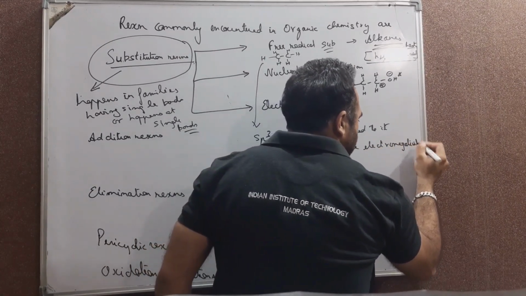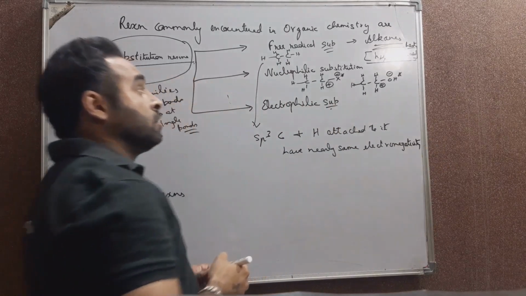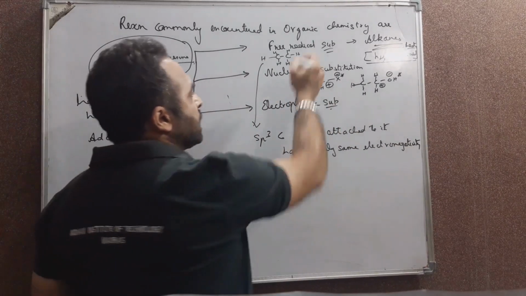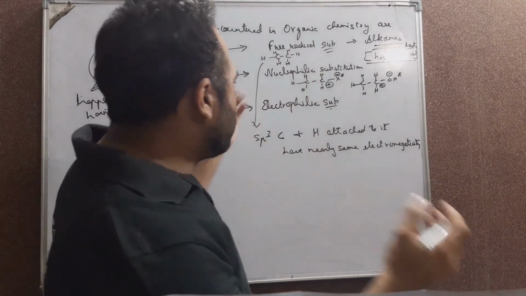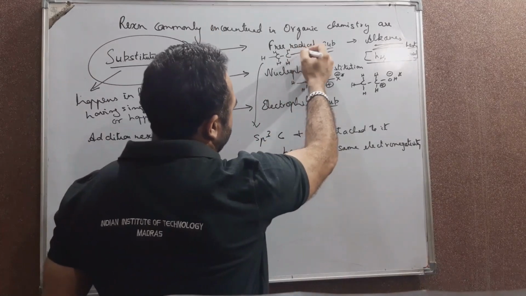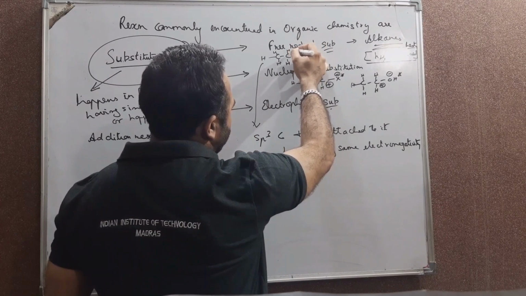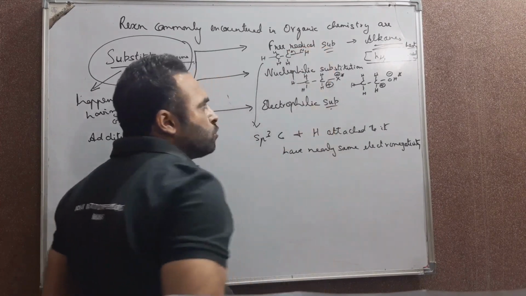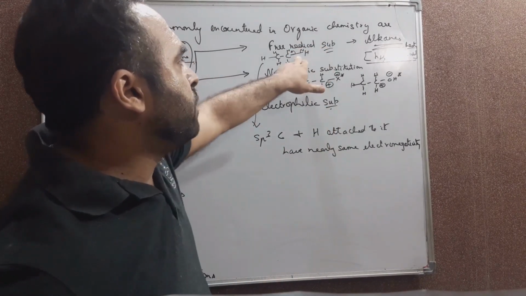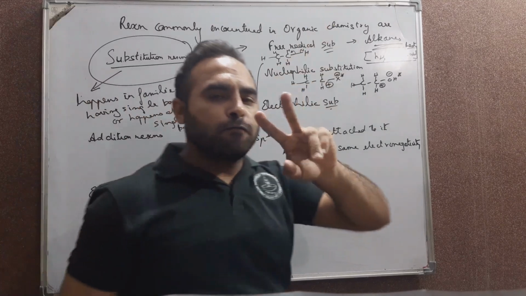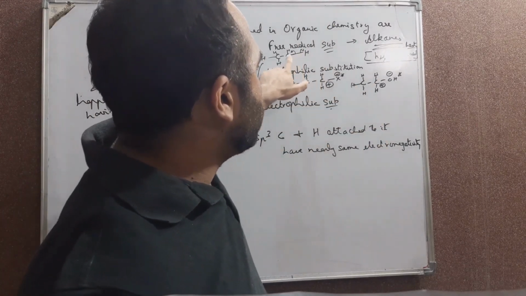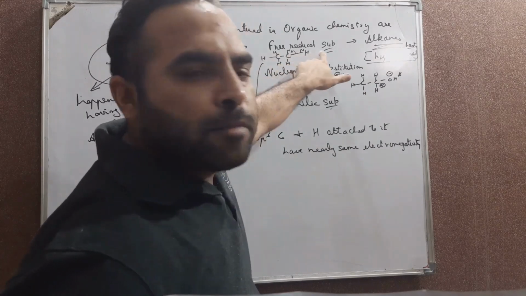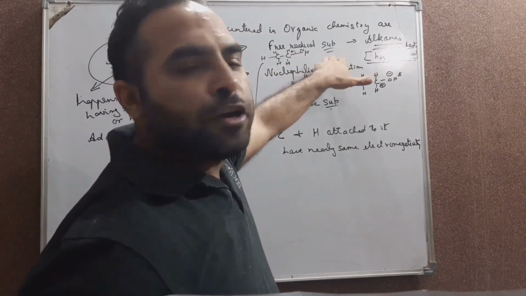Nearly same electronegativity. So therefore, I cannot put a negative charge on this hydrogen and a positive charge on this carbon. So they will pull the electrons of this bond with equal ease. Okay. So what can happen? If the bond breaks, you know the bond is made of two electrons. When the bond will break, one electron will be carried by this group and one electron will be carried by the hydrogen. So we will get free radicals.